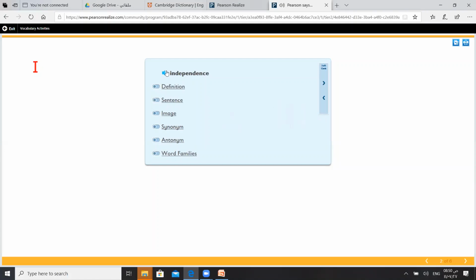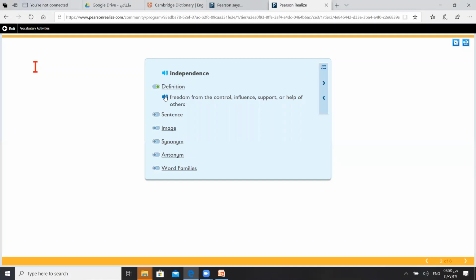Independence. Repeat again. Independence. The meaning of independence is freedom from the control, influence, support, or help of others. By the way, we took this word before in the spelling, if you can remember.